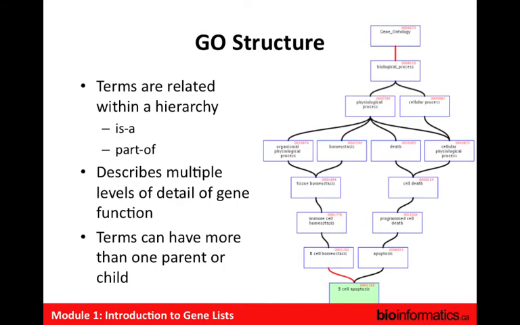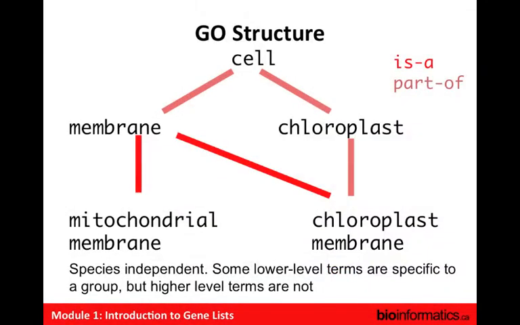Terms can have more than one parent. B cell apoptosis has two parents. It's a type of apoptosis, and it's also part of B cell homeostasis. That's important to understand. Here's a more detailed example.